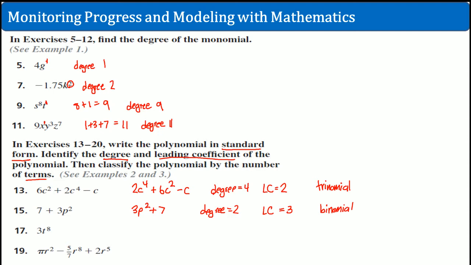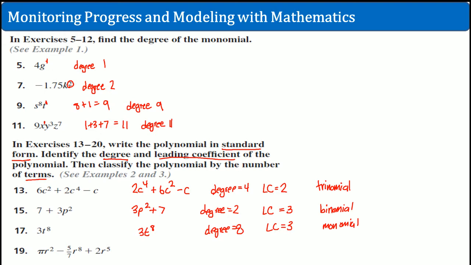Here we have a t to the 8th power, so it's just 3t8. The degree is equal to 8. The leading coefficient is 3, and this is a monomial. Okay. Ooh, this is very hard.